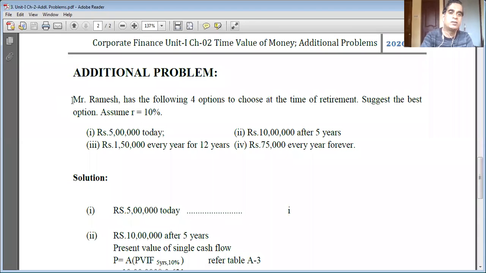So this problem may appear for 7 or 10 marks. Such a problem may appear for 7 or 10 marks. So there are more options. That's it. Okay, you have to choose the best option.